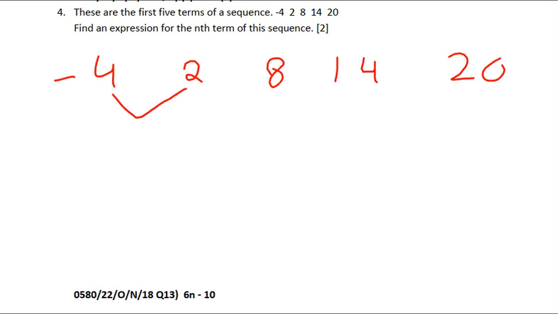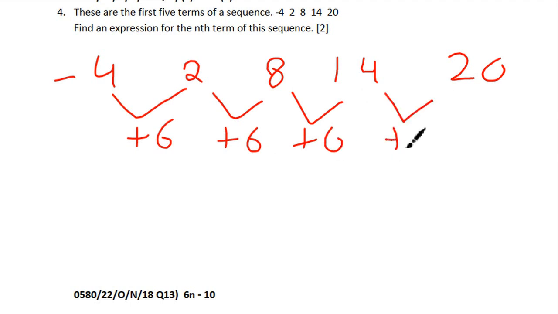These are the first 5 terms of a sequence: -4, 2, 8, 14, 20. Find an expression for the nth term of the sequence. So let's observe the pattern now. We're adding 6 here, then we're adding 6 here, and so on. So this is again a first level common difference sequence.